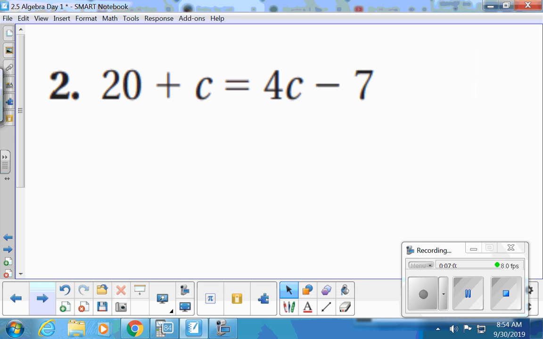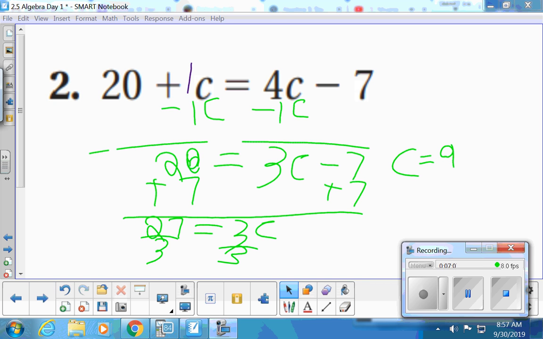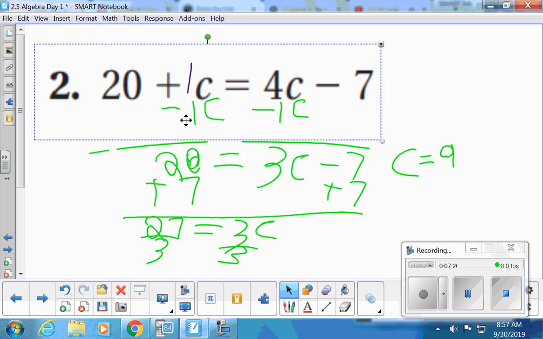So this is number 2, and then this is the problem, okay? Alrighty, so I'm actually glad, I was making fun of this group's handwriting, but I'm actually glad they did what the math teacher in me would suggest, and that's taking the smaller c to join the bigger c first. So they subtracted their c over, got 3c. They added their 7 over, got 27. And finished by dividing by 3.